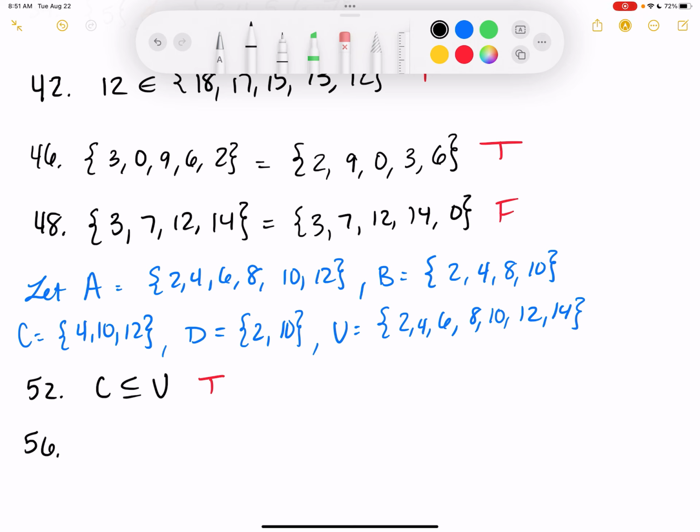Then with 56, this one is that B is a subset of C. So is everything in B also in C? No. So it is false.